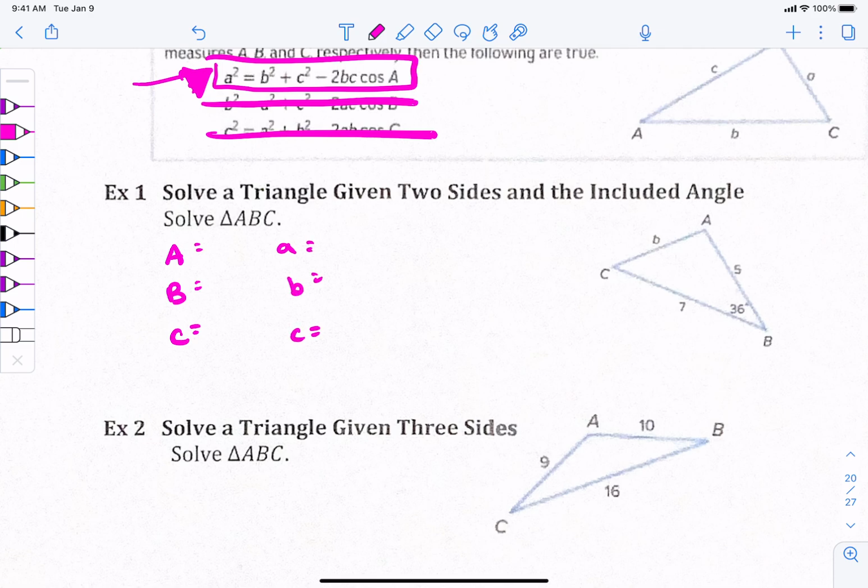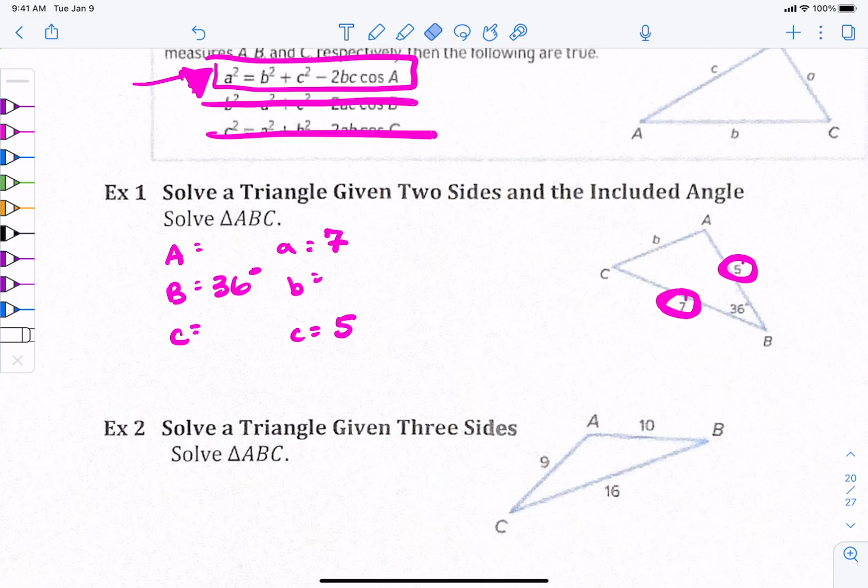All right, let's label some things that we know based on this triangle over here. What's some things you know? Lowercase a is 7. Yep, little a is 7. Little c is 5 because it's opposite c. And then capital B is 36. Okay?